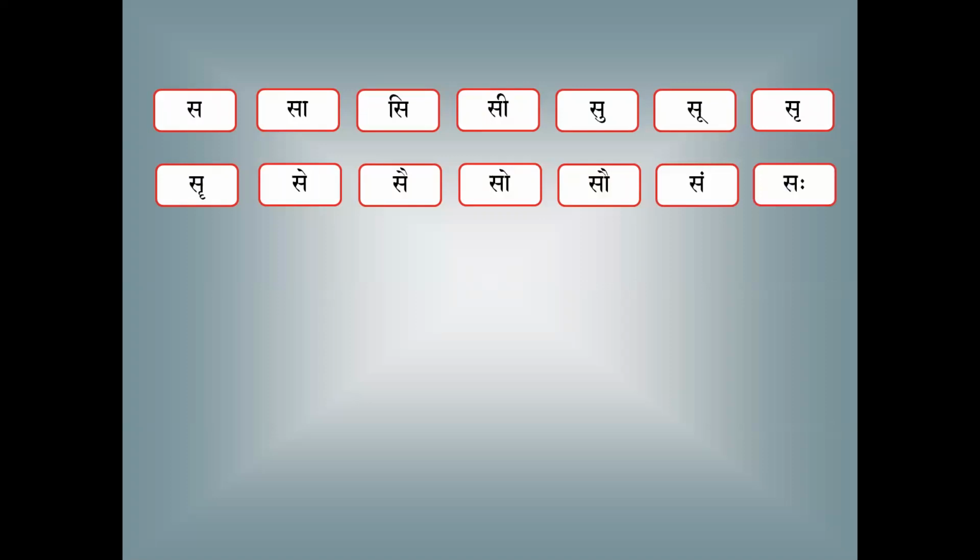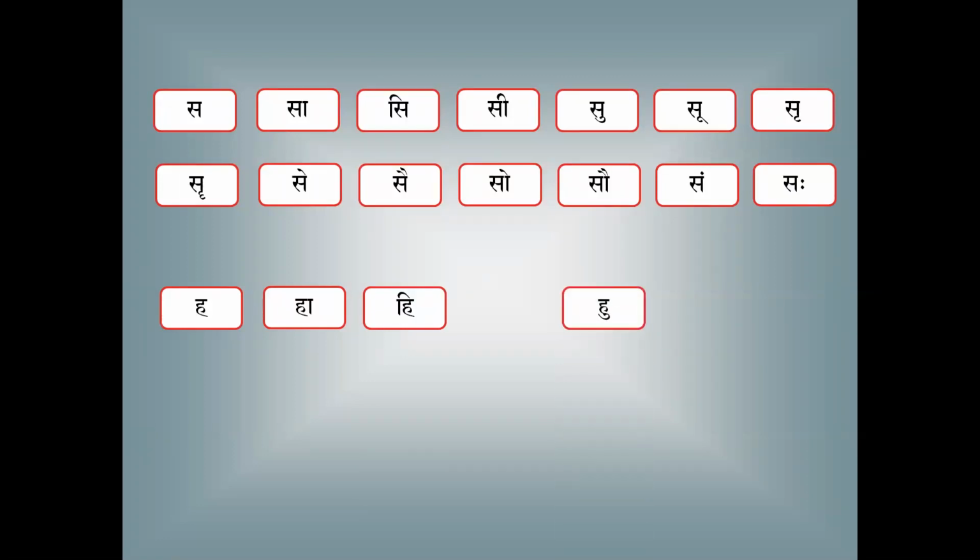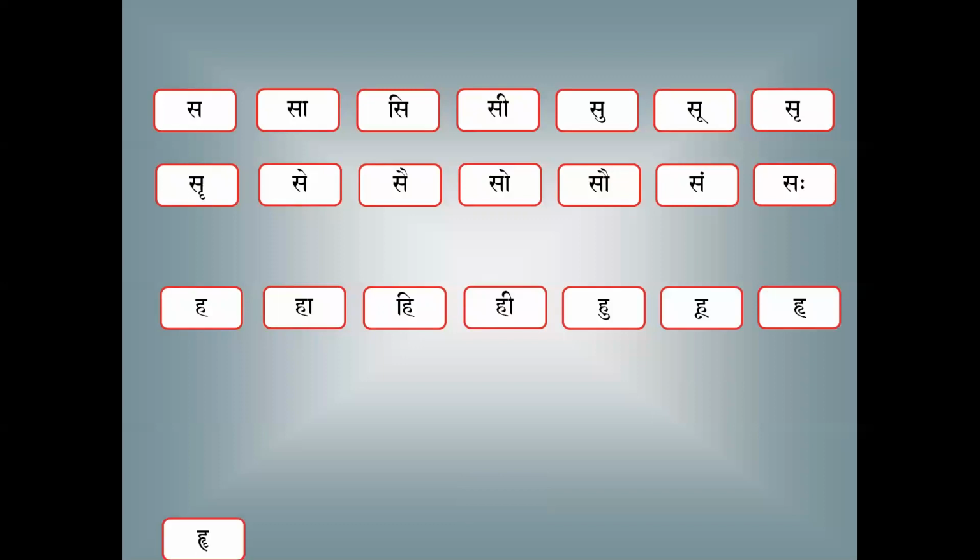Next person, Shivasubramanyam. Yes, Guruji. Ha. It is ha. So that's the difference between the vowel a and this ha. Both are different. Not a, it is ha. Ha. He. Who. He. Who. Her. Her. He. Hi.